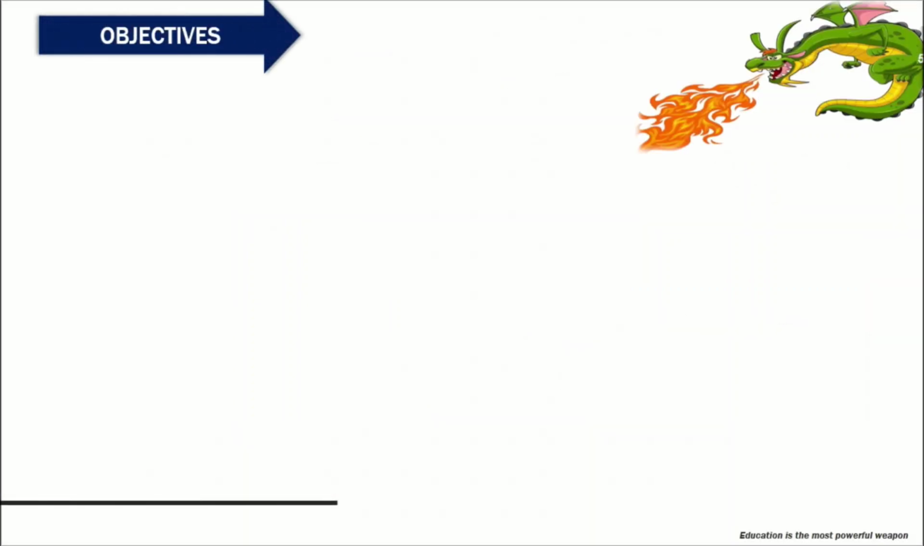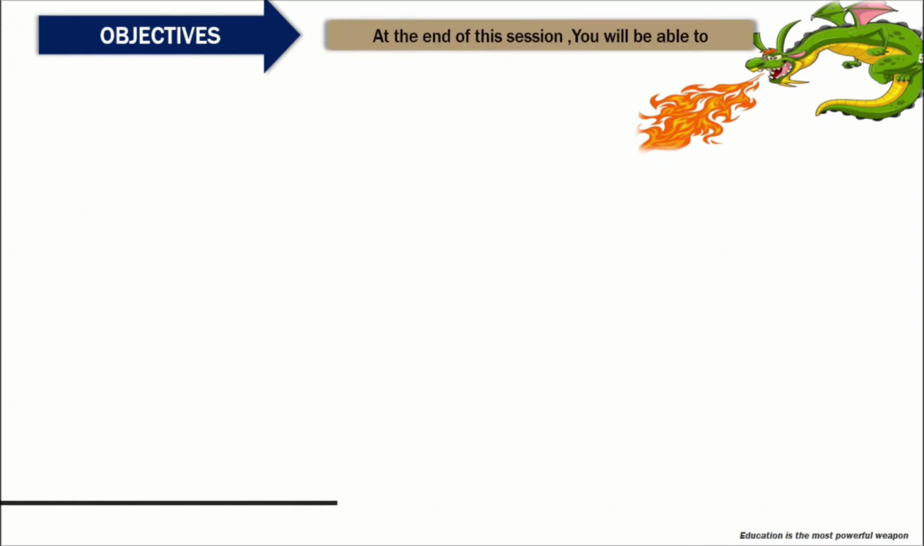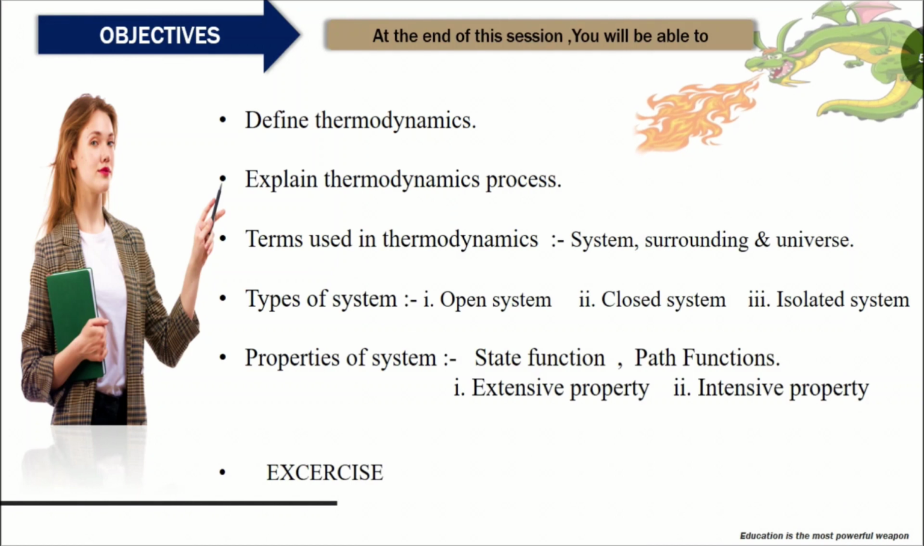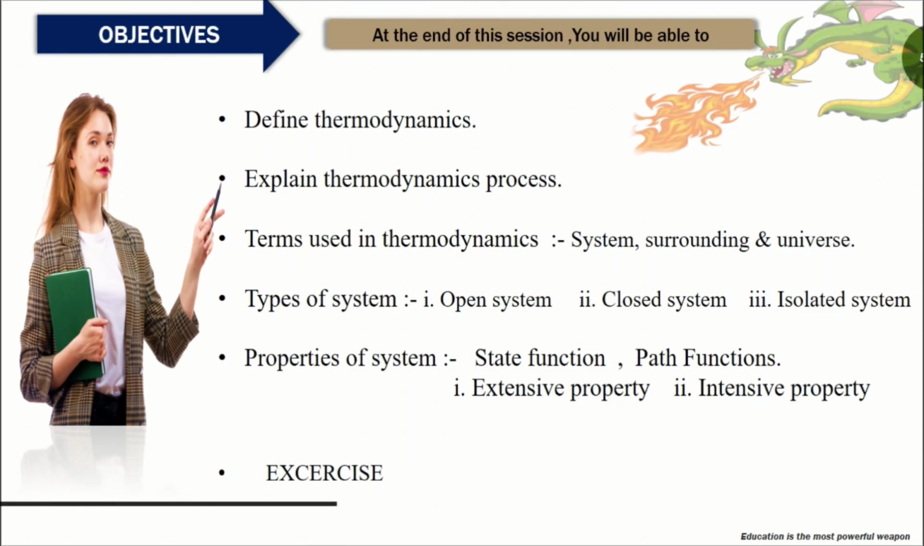At the end of this session, you will be able to define thermodynamics, explain thermodynamic processes, terms used in thermodynamics: system, surrounding and universe, types of system: open system, closed system, isolated system, properties of system: state function, path function, extensive property, intensive property, and last, exercise.